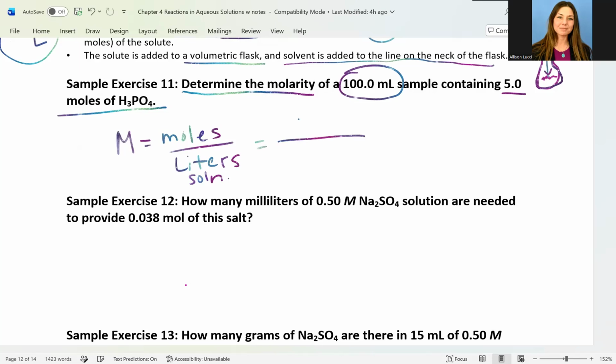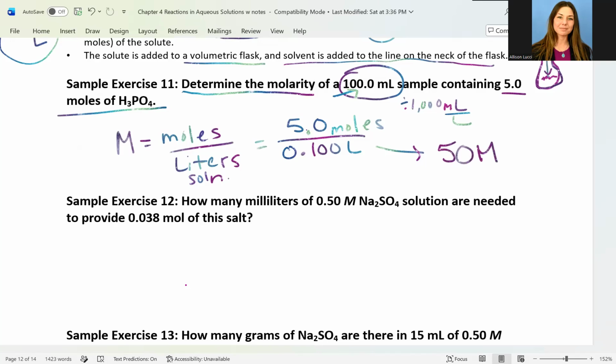So we're told moles, we're told 5.0 moles. And then we're going to divide that by the volume, where we have to convert to liters by dividing by 1,000 because there's 1,000 milliliters per liter. So after we do that, we see that 0.100 liters is the same as 100 milliliters. So when we divide this, we're going to see that we have a very concentrated solution. So this would be a 50 molar phosphoric acid solution.